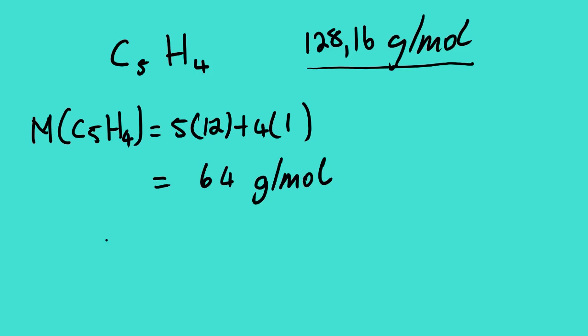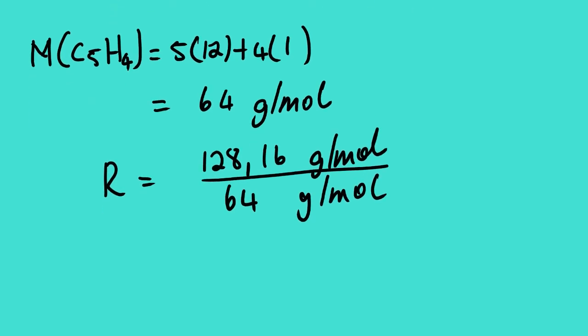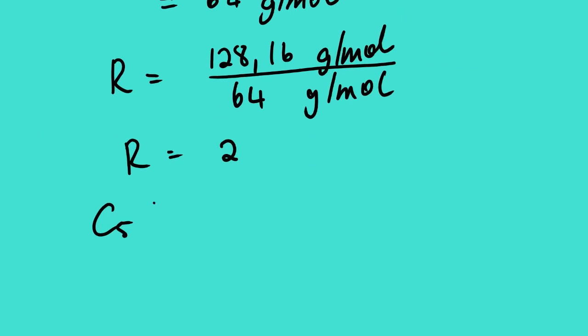Then we find the ratio, which will be 128.16 grams per mole divided by 64 grams per mole. We find that the ratio is 2. So from C5H4 we multiply by 2 to get C10H8.